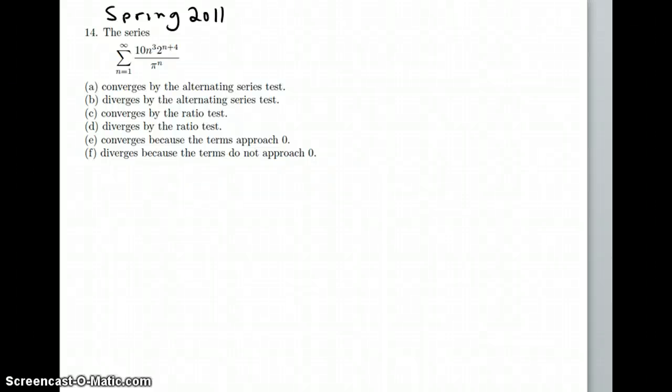We have 10n cubed times 2 to the n plus 4, all divided by pi to the n, and it's our job to figure out whether this converges or diverges, and which test to use. Our choices are the alternating series test, the ratio test, or, because terms approaching 0 or not, that would be the test for divergence, or nth term test. We're going to try the ratio test.